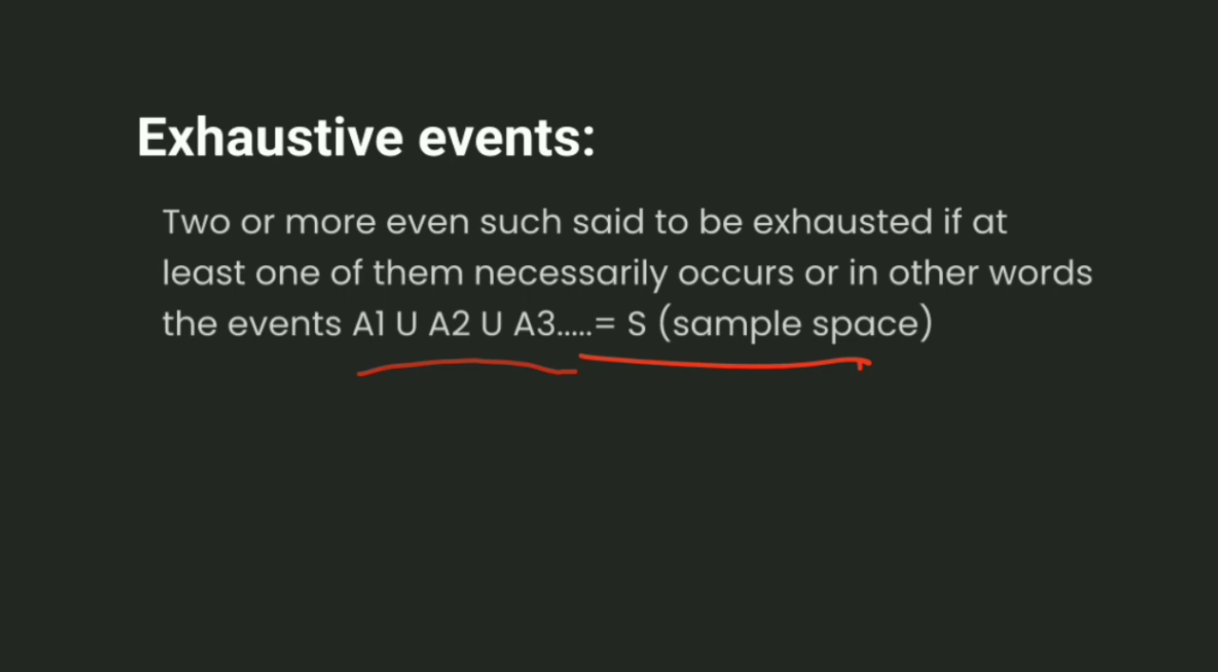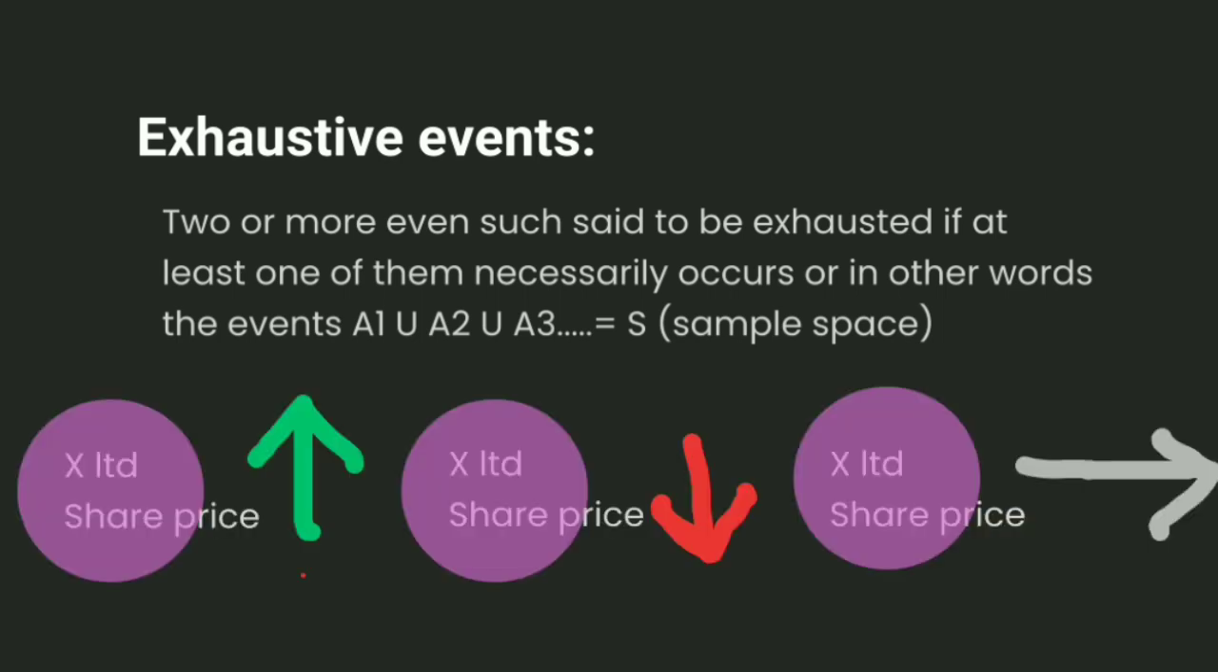We will consider a very good example which would make you understand easily. So here's the example. Suppose there's an X limited company whose share price goes up. At a time, its share price can go up, and at a time, its share price can go down, or it doesn't change. Don't tell me that all three of them could happen.